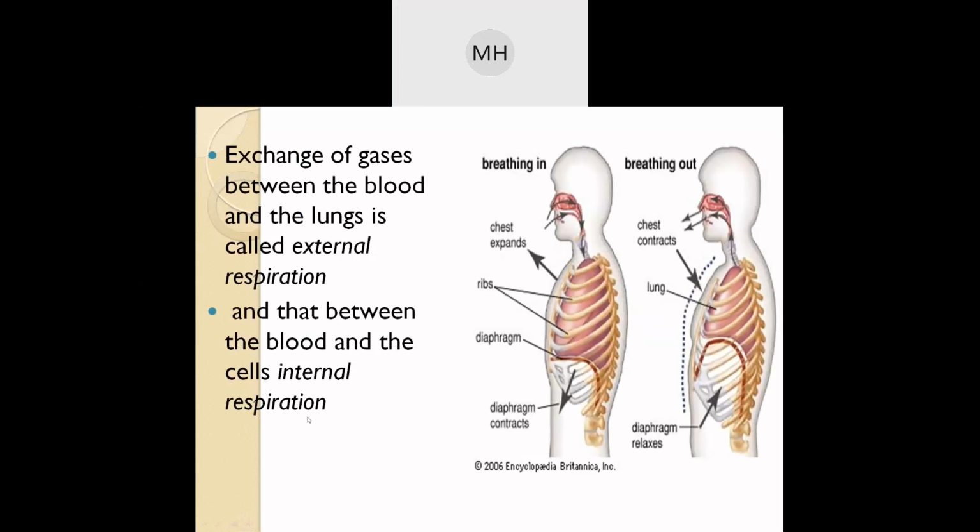Okay. So in this respiratory system, you will find two types of respiration, that is external and internal respiration. Here in this external respiration means what? Breathing out. Listen, when you breathe out, it means external respiration. So here exchange of gas happens between your blood and your lungs.